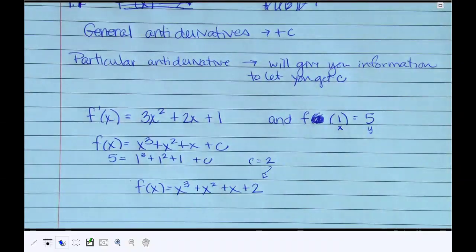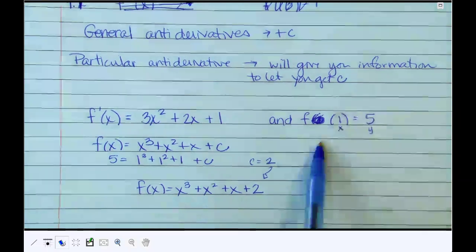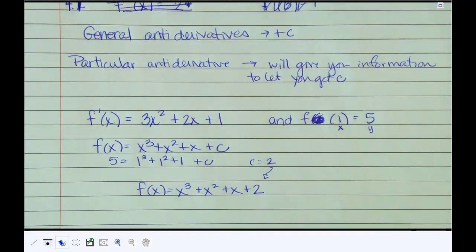So if we're doing both kinds, would it say general or? It will say general and particular, and it has to give you this, right? Otherwise you can't find it.